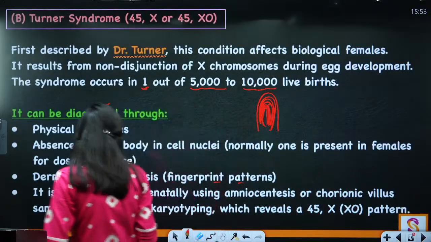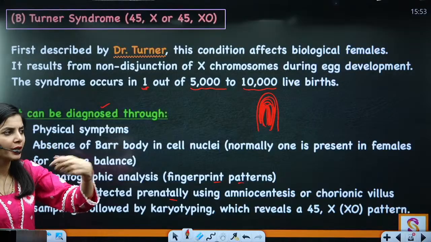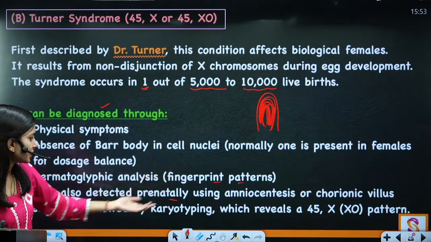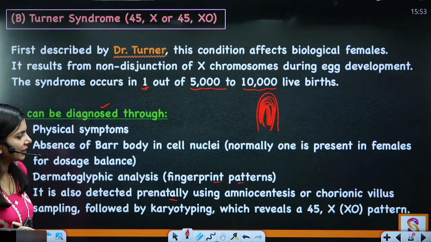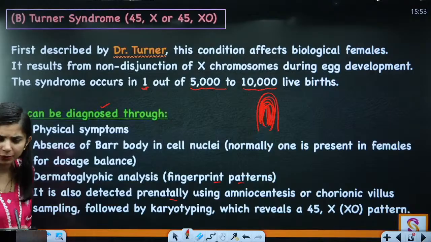Another thing is that it is also detected prenatally. How do we know? There is amniotic fluid. If we test that, based upon that we can get the karyotyping and reveal it.